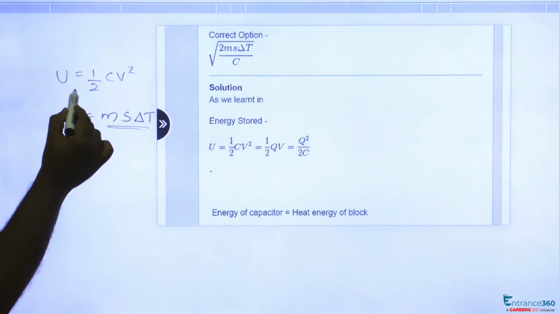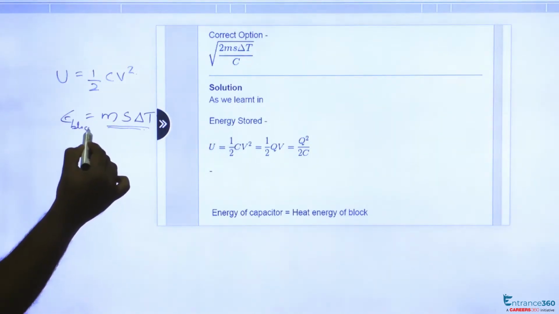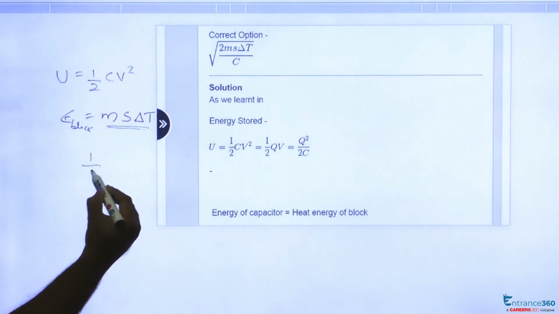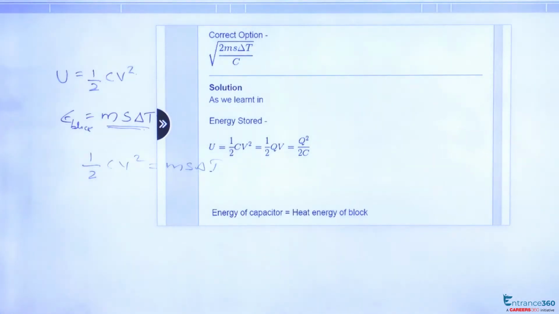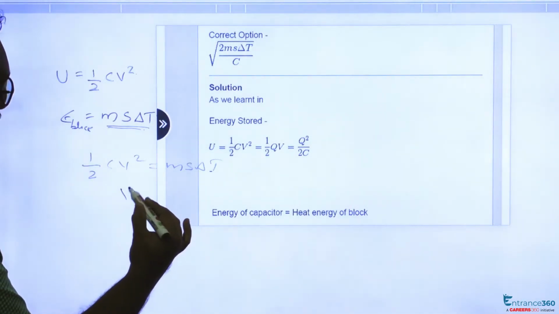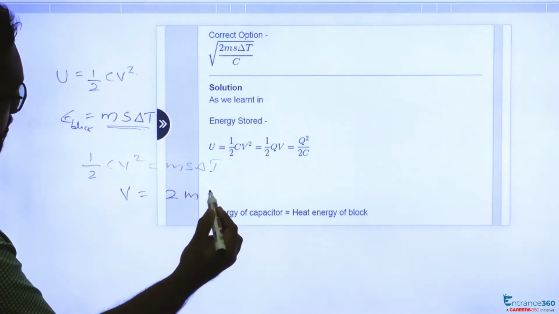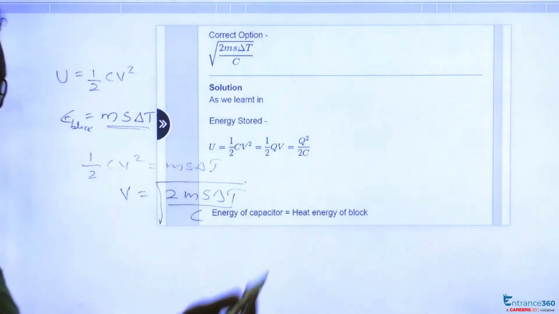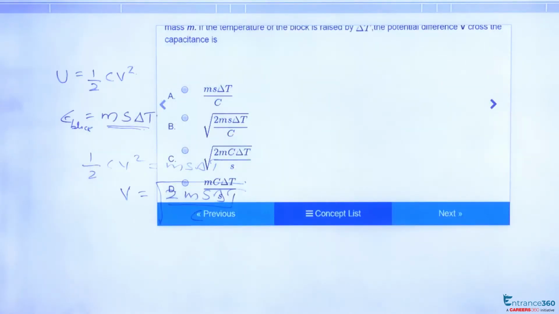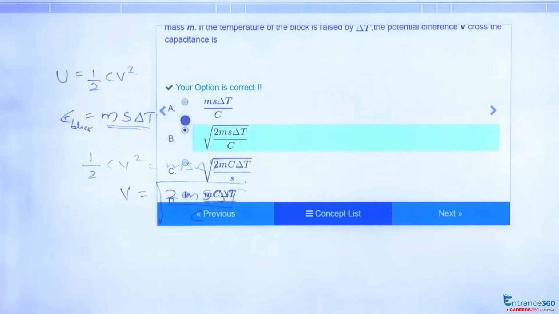So the energy in the capacitor is transferred to the energy in the block. So we can write half CV square equals Ms delta T. From here you can write V equals under root of 2 Ms delta T divided by C. So under root 2 Ms delta T divided by C is our option B. So the right answer is B.